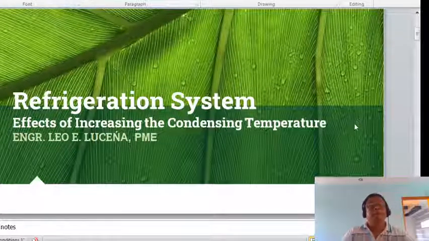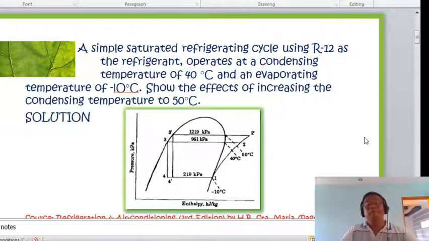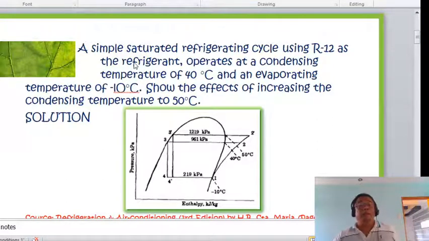Again, this is similar to the problem that was previously given. A simple saturated refrigerating cycle using R12 as the refrigerant operates at a condensing temperature of 40 and, take note class, an evaporating temperature of negative 10. This is similar to the previous example. Show the effects of increasing the condensing temperature to 50. So we will now increase the condensing temperature to 50.